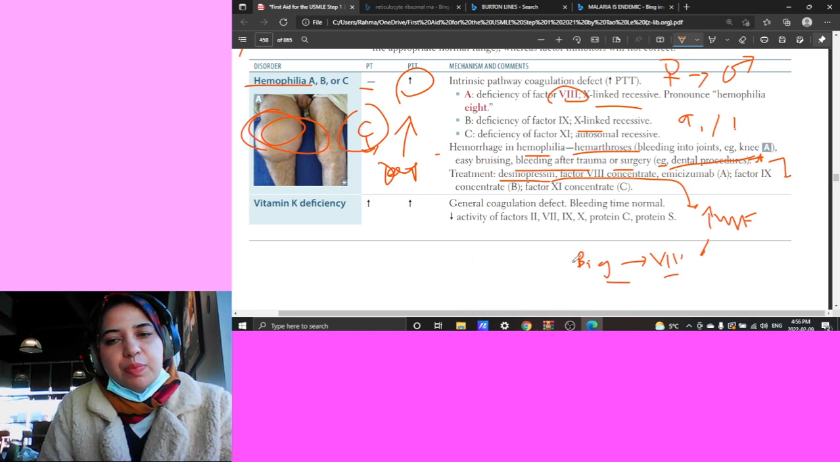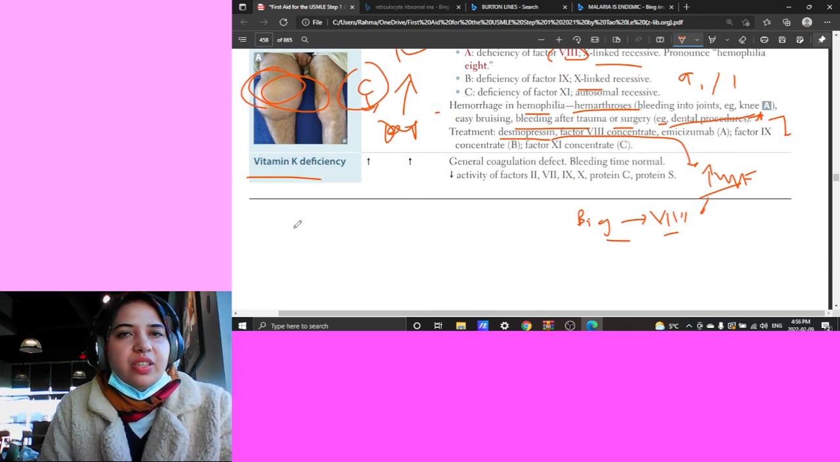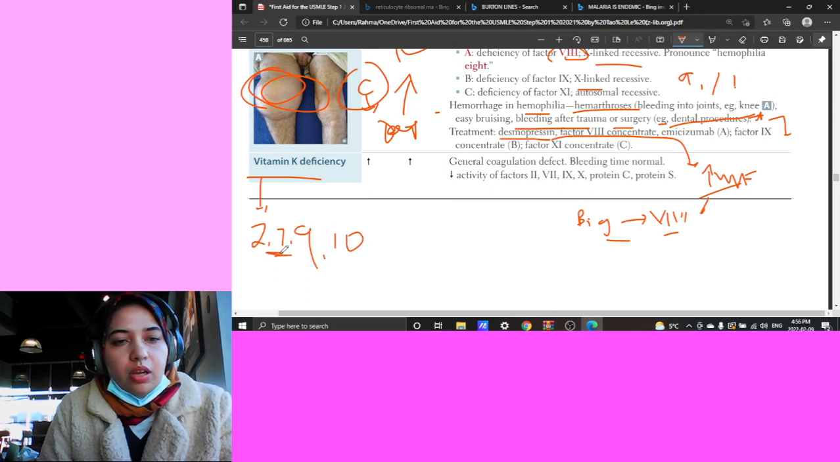So increasing desmopressin is going to protect whatever factor 8 might be circulating, or increase that. So we have desmopressin, or we give them factor 8 concentrate. Vitamin K deficiency. Remember, vitamin K deals with many things: 2, 7, 9, and 10. So I'm dealing with extrinsic, and I'm also dealing with intrinsic. So I'm going to have increased PT and increased PTT.